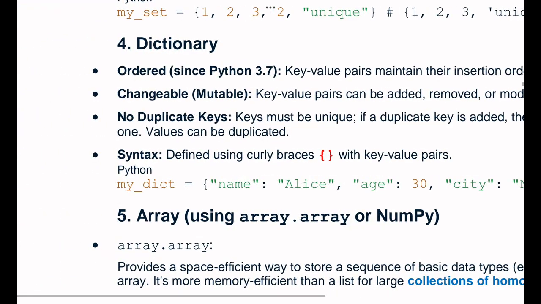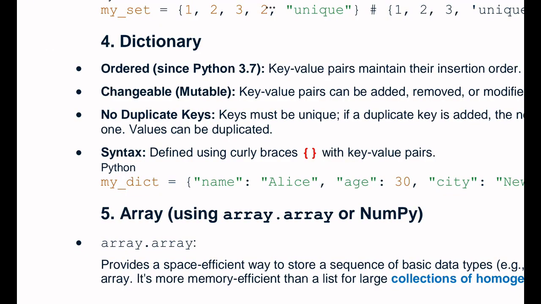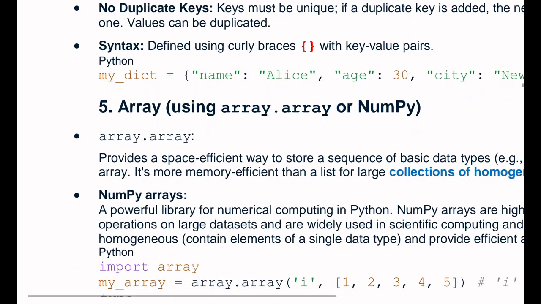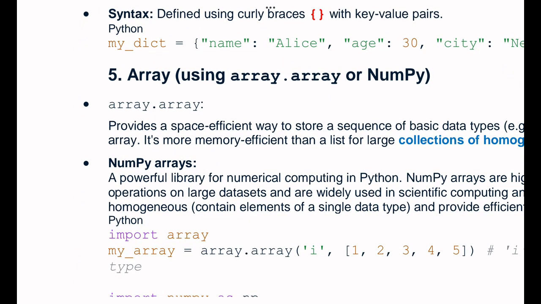Okay, so how to define the dictionary? That is changeable, there is no duplicacy because of the braces. And at last, array. Array: number first, using array, and second, numpy.